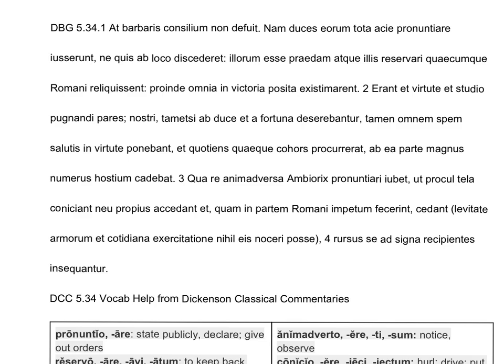Okay, right away Caesar starts us off with an ablative absolute, qua re animadversa. By now, hopefully you're getting used to seeing QU words being used as demonstrative pronouns, pointing to two things, with which thing having been noticed. Ablative absolute, we have our ablative noun and ablative participle there. So, what does Ambiorix notice? Well, he notices that our guys are fighting back and seeming to do well.